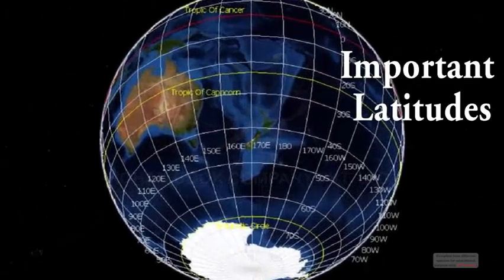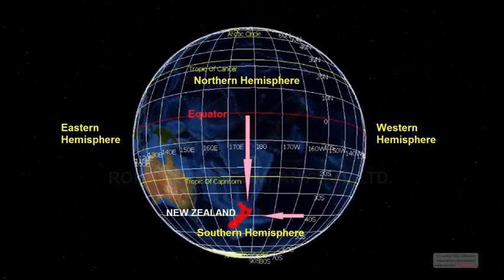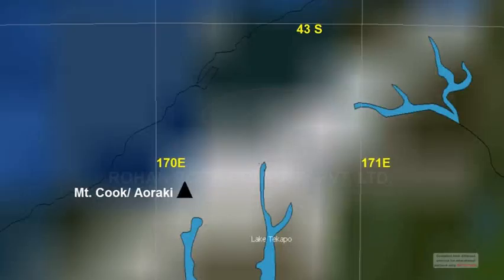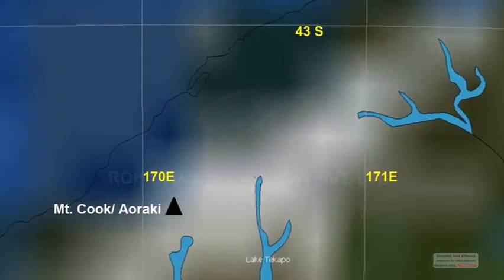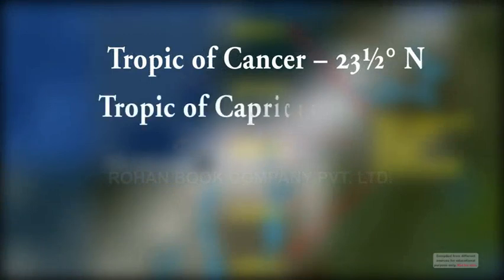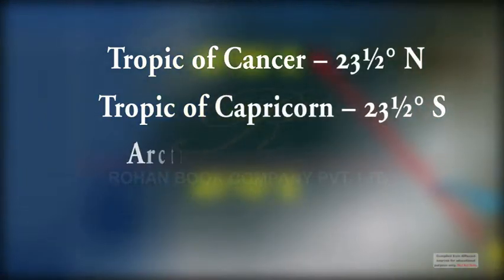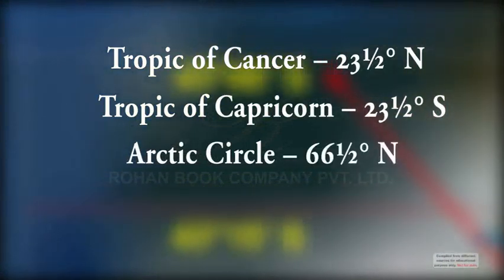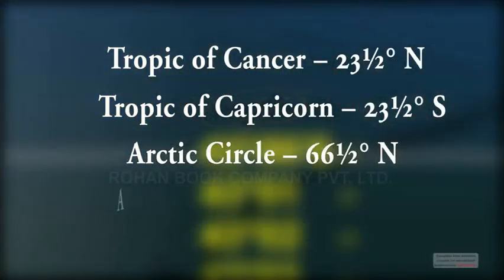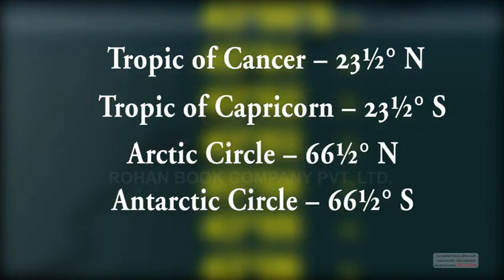Important latitudes. You already know about the equator, North Pole and South Pole. Now let us learn about 4 more important parallels. Tropic of Cancer, 23.5 degree north. Tropic of Capricorn, 23.5 degrees south. Arctic Circle, 66.5 degree north. Antarctic Circle, 66.5 degree south.